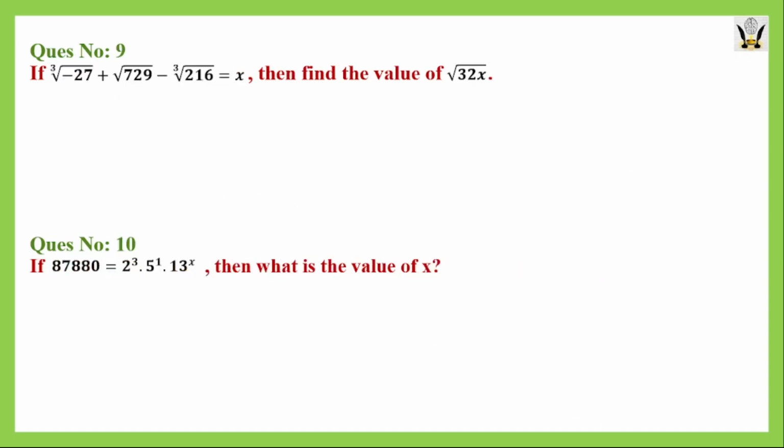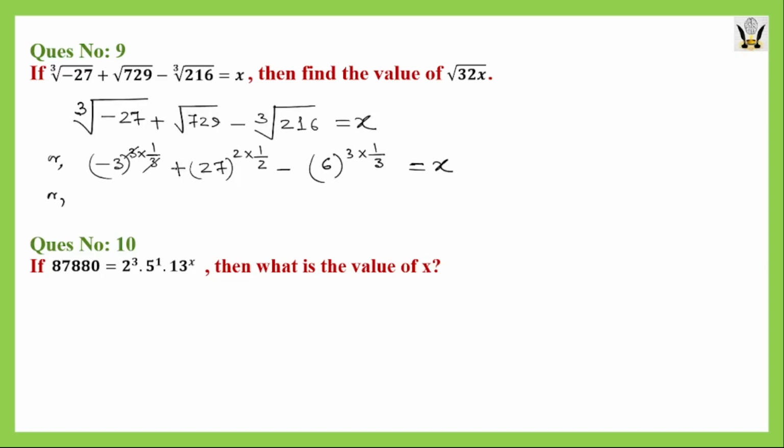Now in this question we need to find the value of root over 32x, and we have been given an expression where we have x also. So from there we need to find the value of x first, and then we will put that value of x in that square root, where within that square root we have that expression 32x.